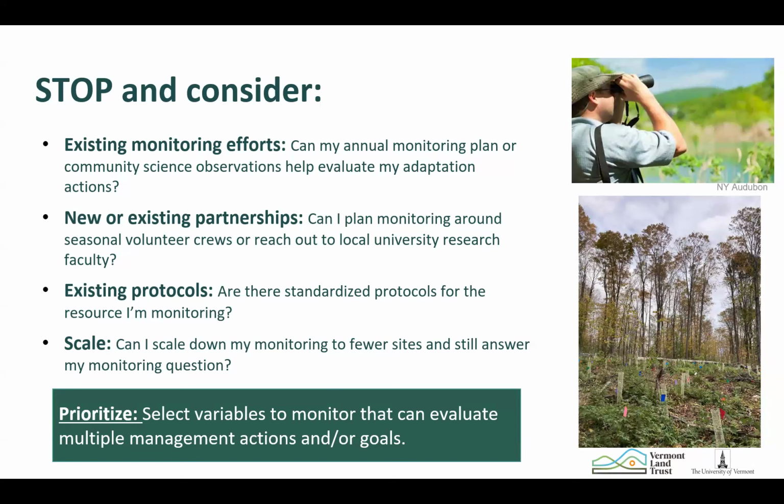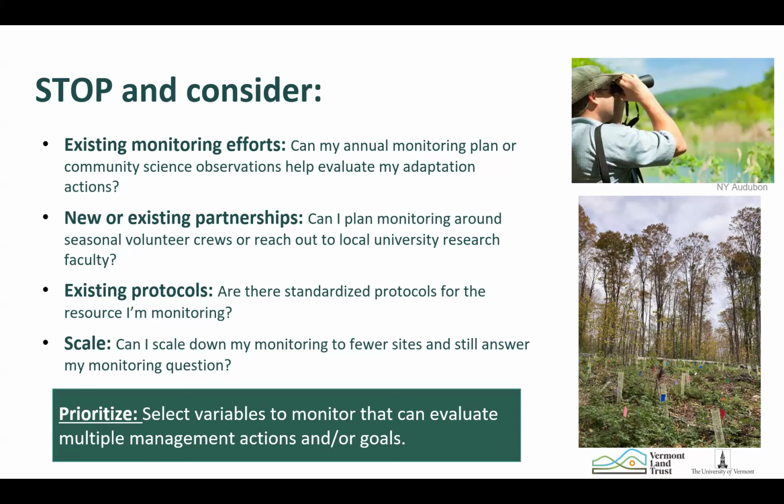You can also think about any new or existing partnerships that you can build to help get your monitoring done. For example, you can partner with a local university or engage regional youth forestry crews, community science volunteers, or students from underrepresented populations in STEM. Also, consider any existing protocols that exist for the variable that you're monitoring. Not only will this help to standardize what you're measuring amongst other similar measurements that others have taken, but it can also lessen the burden of coming up with how you're going to measure it on your own.